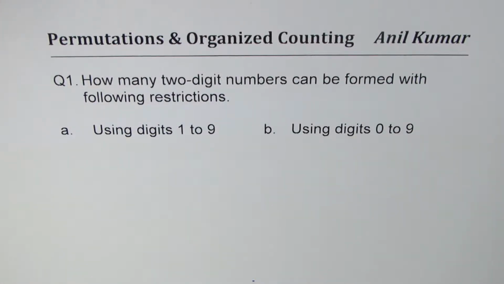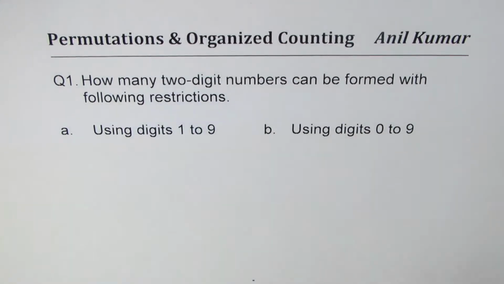I'm Anil Kumar. Here is the first question on permutations and organized counting. The question here is, how many two-digit numbers can be formed with the following restrictions? A, using digits 1 to 9, and B, using digits 0 to 9. Let us see how to solve such questions.